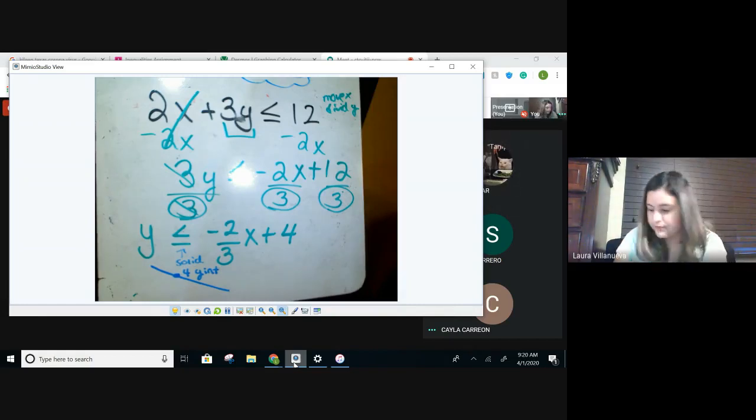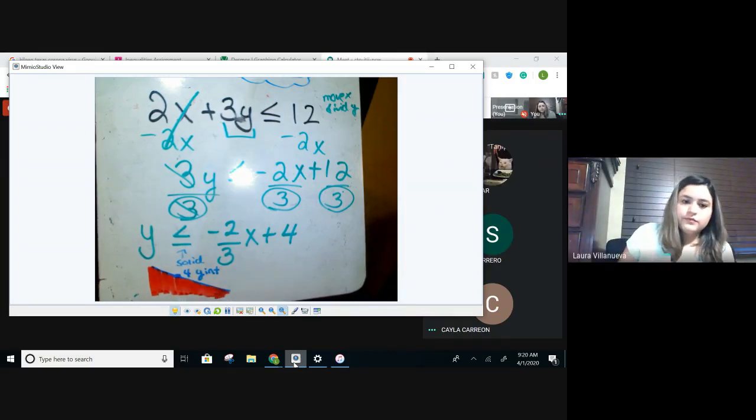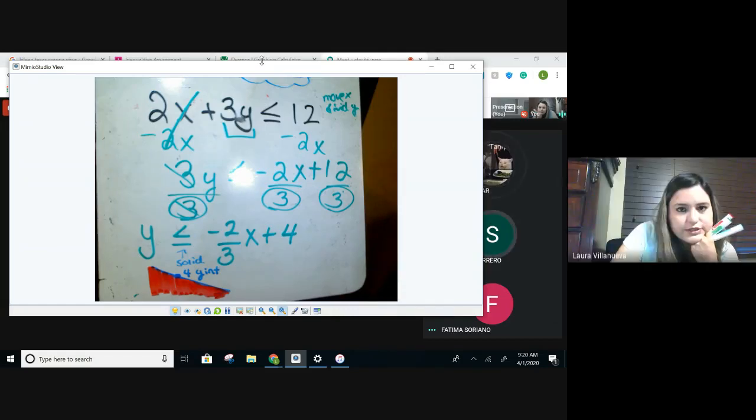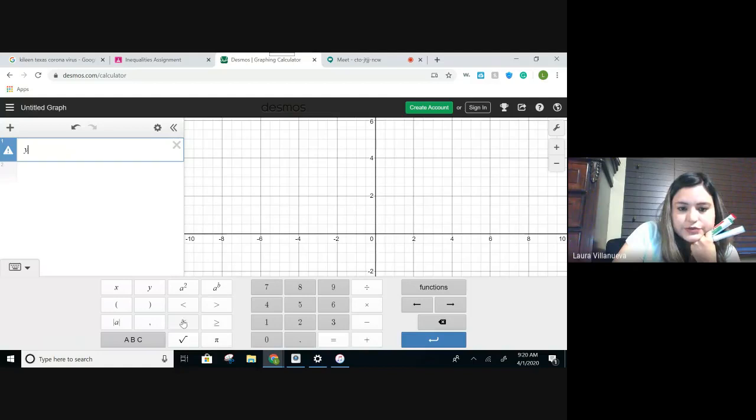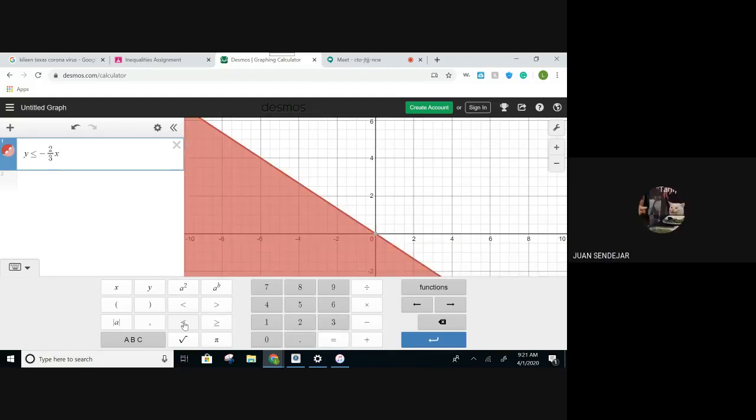What does that mean? That all of these numbers are going to be included in my answer. Now, what I want you to do with the decimals, I want you to graph it like this because I want you to actually work it out. And less than or equal to is right here. Negative 2 divided by 3 x plus 4.